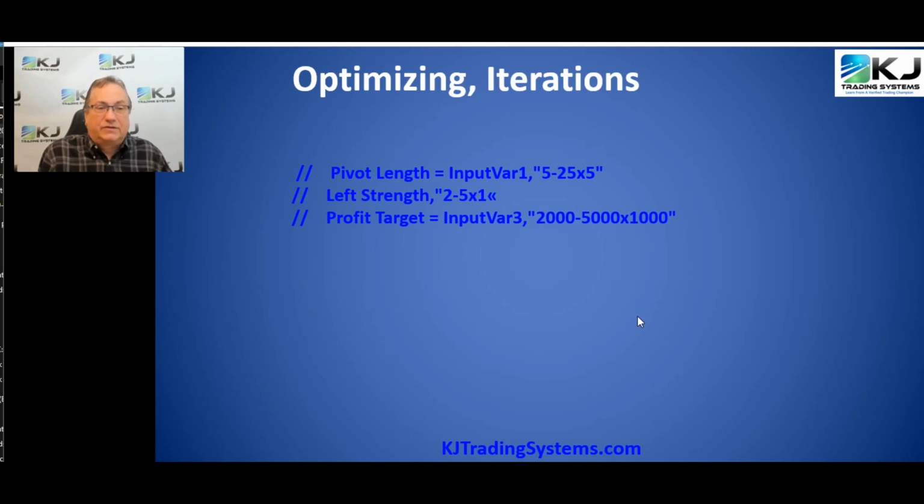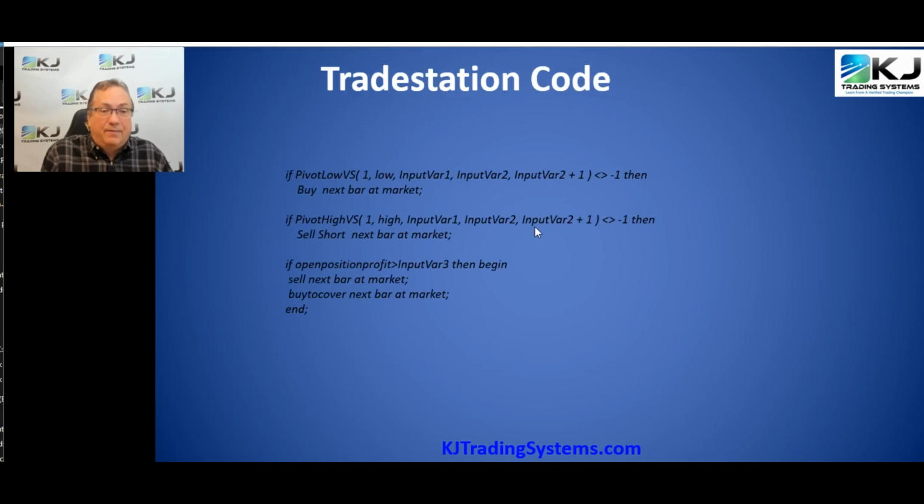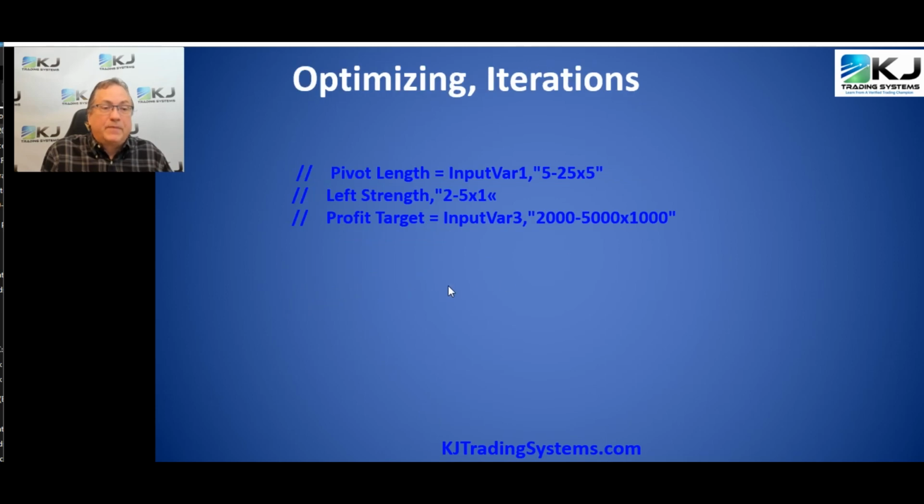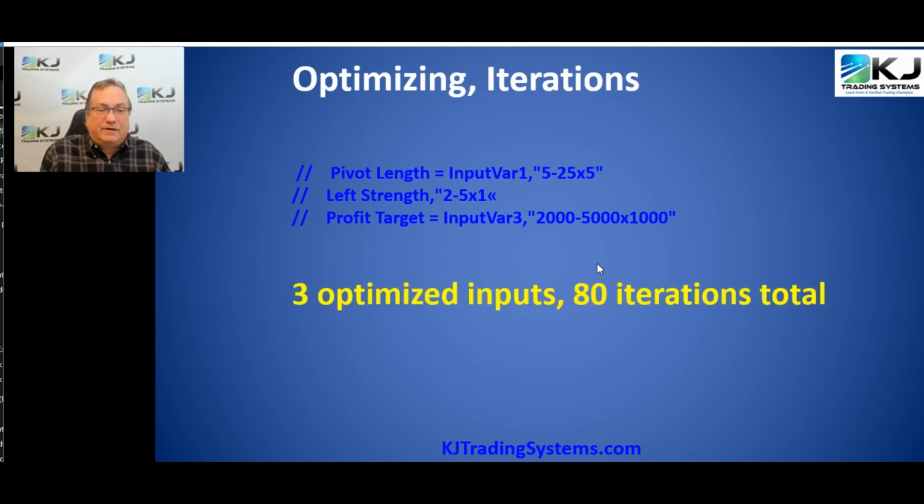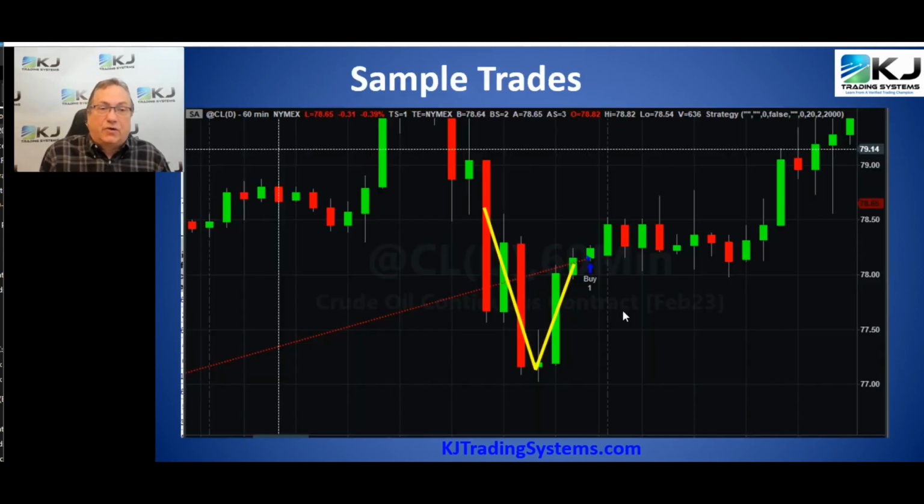We're going to optimize 3 different things. The pivot length, that's the length that you look for the pivot. There's a left strength and a right strength. The left strength is 2 to 5, and I believe the right strength, if we go back, is going to be the left strength plus 1. And then the profit target goes from $2,000 to $5,000 per contract. So it's a pretty hefty profit target. 3 optimized inputs, 80 iterations total.